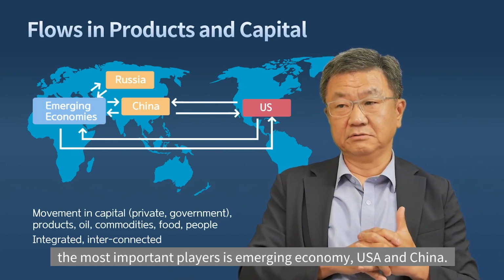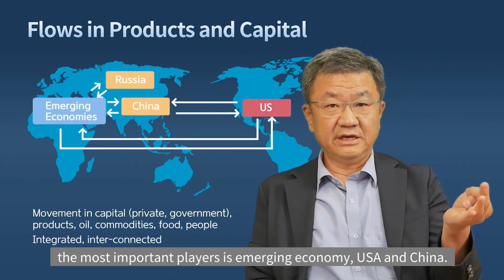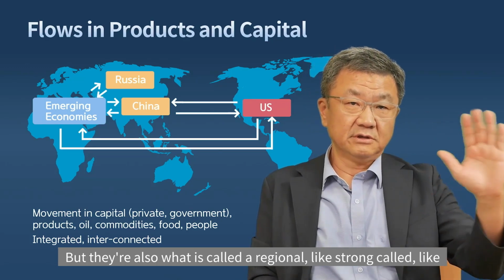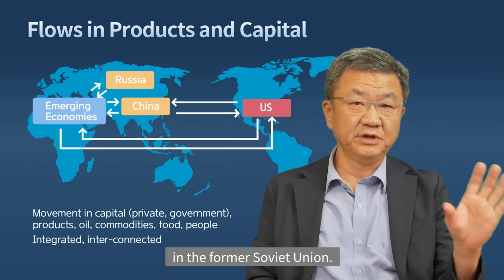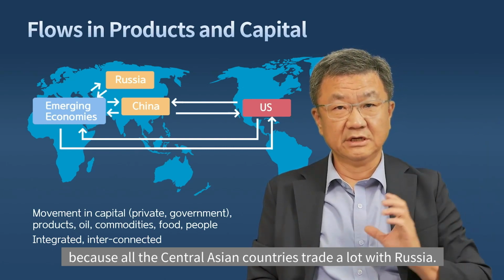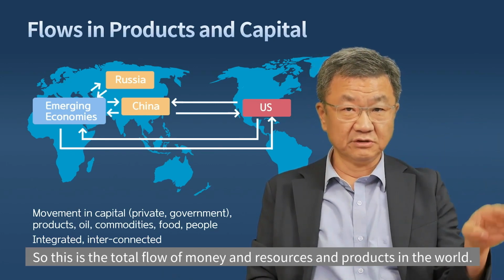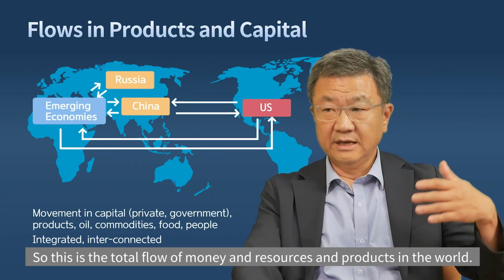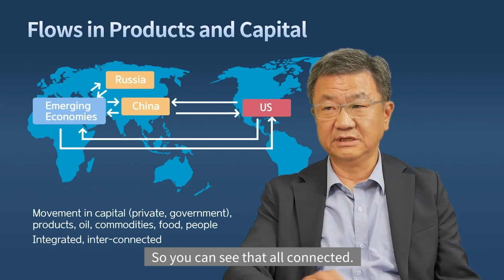And of course, the most important players are the emerging economies, USA and China. But there are also what are called the regional strongholds. Like in the former Soviet Union, the Russian economy is very important because all the Central Asian countries trade a lot with Russia. So we need to understand some of these regional flows as well. So this is the total flow of money and resources and products in the world. So you can see they're all connected.